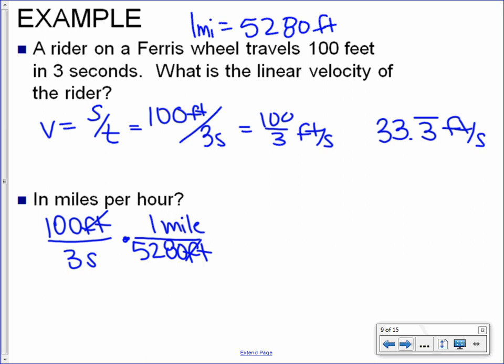Now I have seconds, I want hours. How many seconds are in an hour? 3,600. If you need to go from seconds to minutes and then minutes to hours, that is fine. But there are 3,600 seconds in 1 hour. I'm going to put my seconds in the numerator so they cancel with my seconds in the denominator, and I now have miles over hour. So now we need to take 100 times 3,600 and divide it by the product of 3 and 5,280.